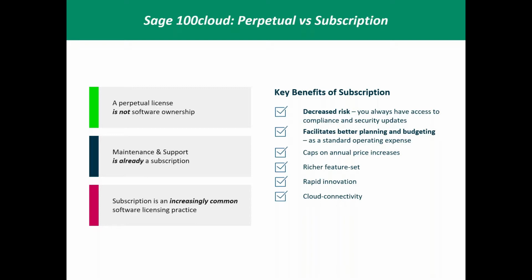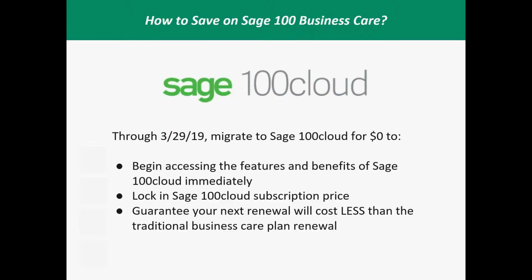So the question of the day is, how can you save on Sage 100 Business Care? I'm sure you've guessed it by now, by moving to Sage 100 Cloud. Through March 29th, Sage will transition your current business care plan to a Sage 100 Cloud subscription, and you pay nothing until the next renewal date. This gives you immediate access to the additional features and benefits of Sage 100 Cloud. And because there is a cap on annual price increases for Sage 100 Cloud subscriptions, making this move now guarantees your next renewal will cost less than if you renew as a perpetual business care plan.